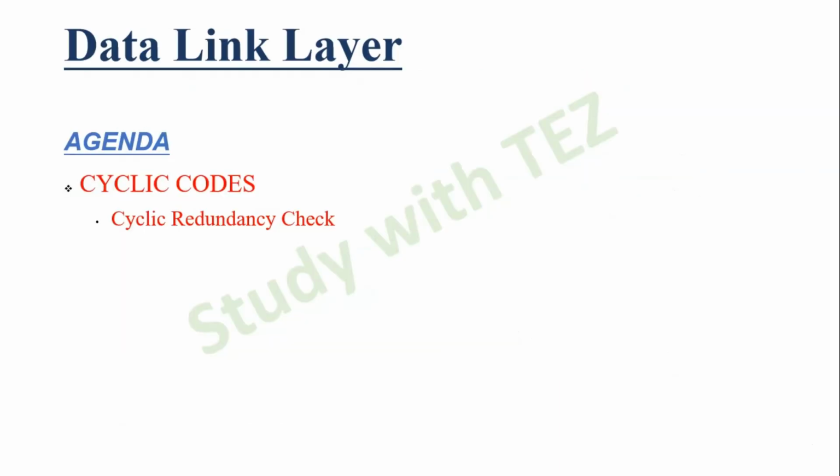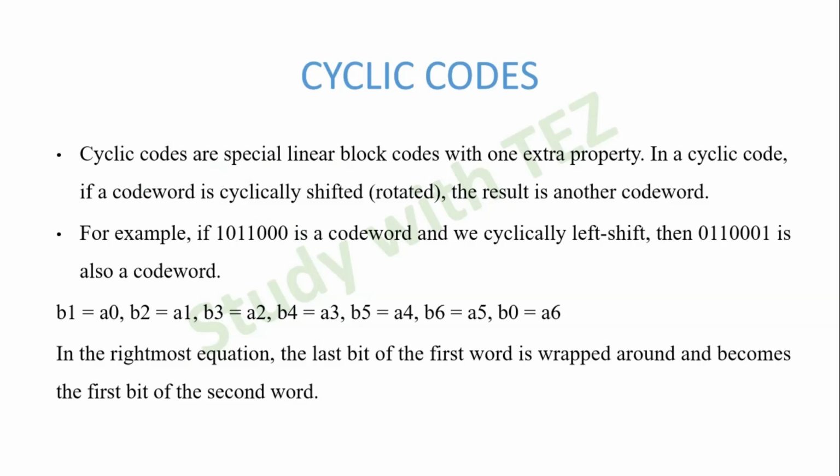Today we shall know about cyclic codes and cyclic redundancy check. So what is a cyclic code? These are special linear codes with a special property. What is it? That is, if any valid code word is rotated, then it will result in another code word.